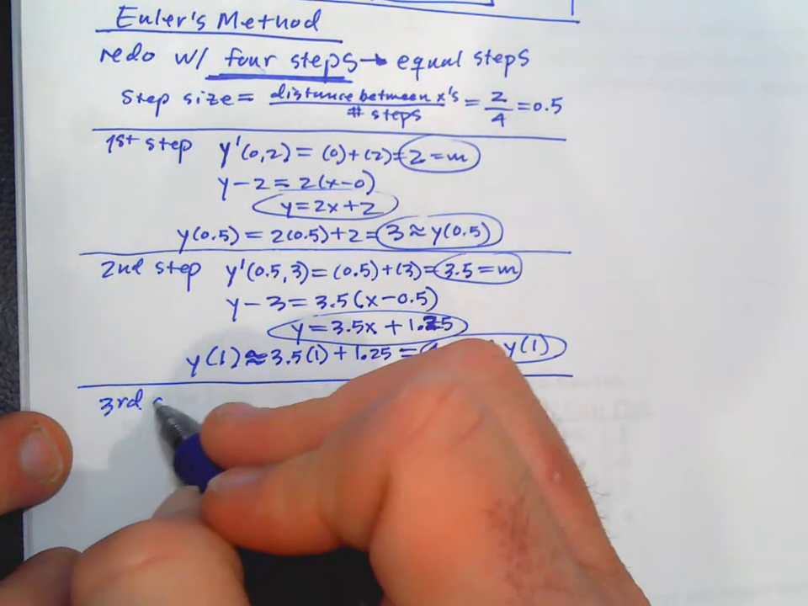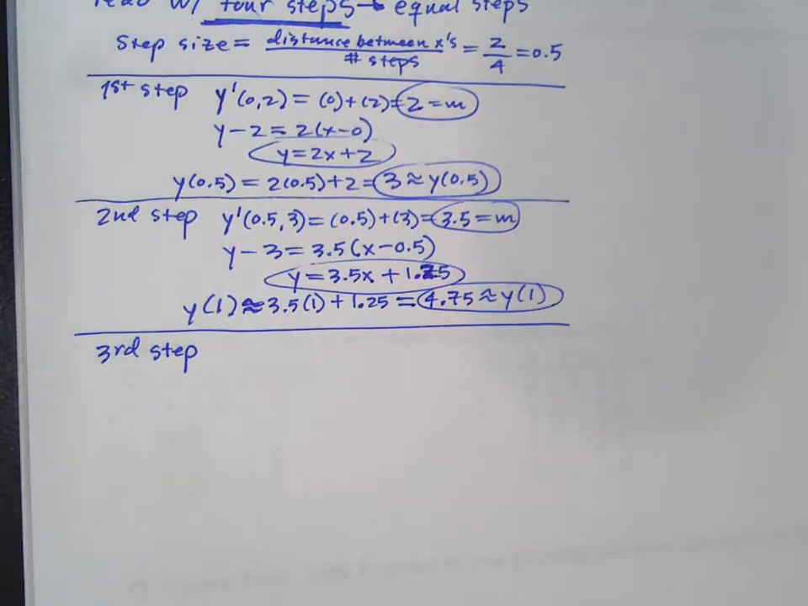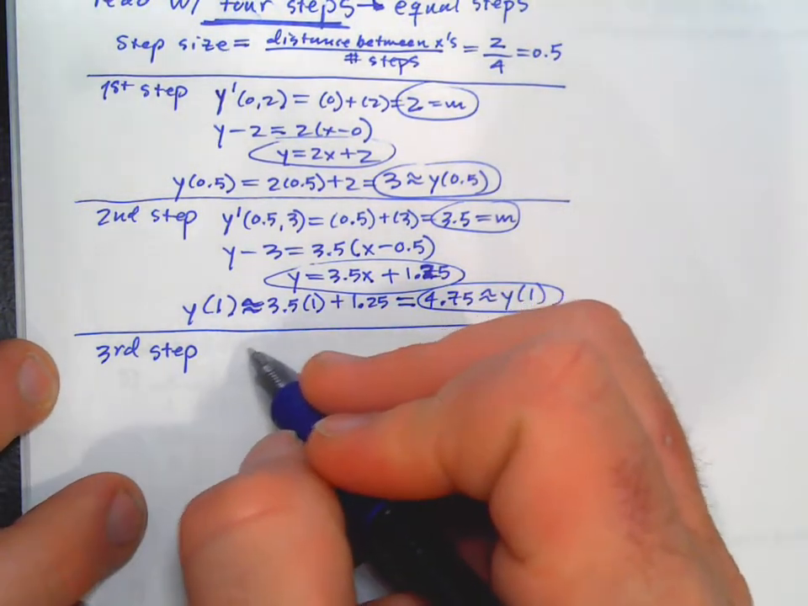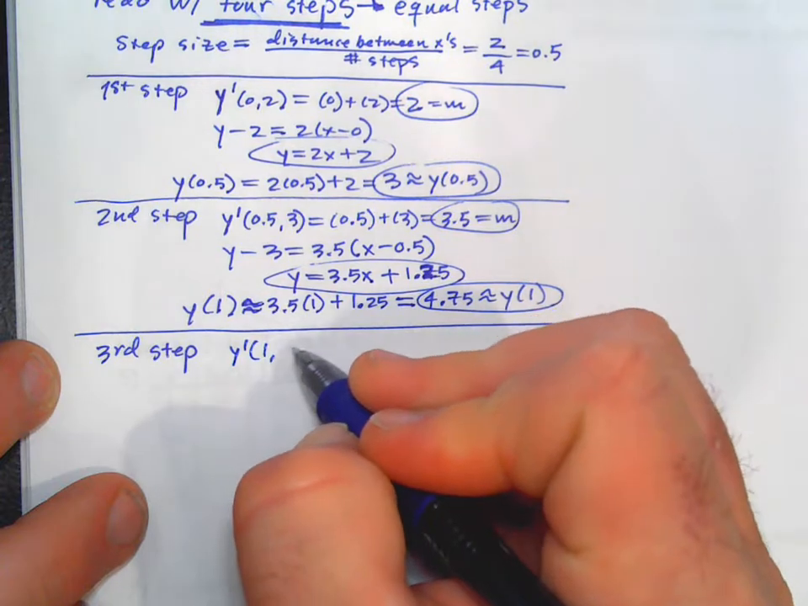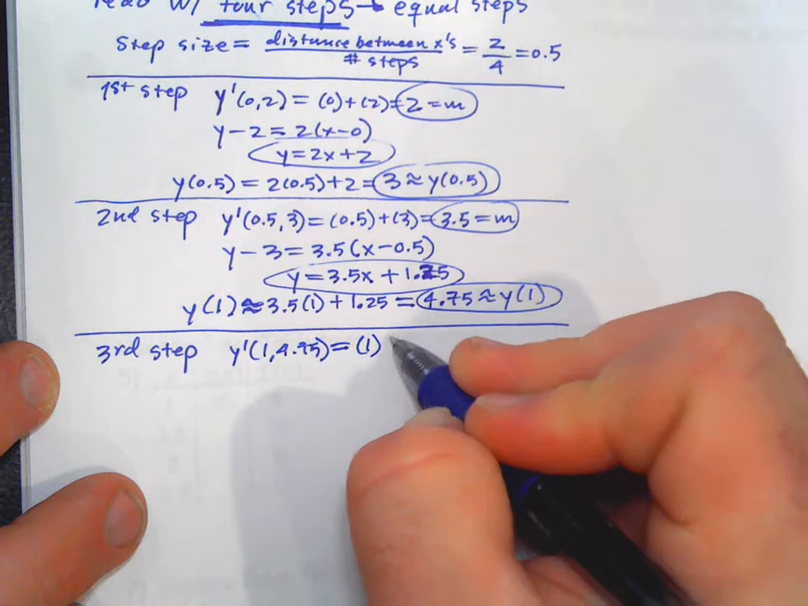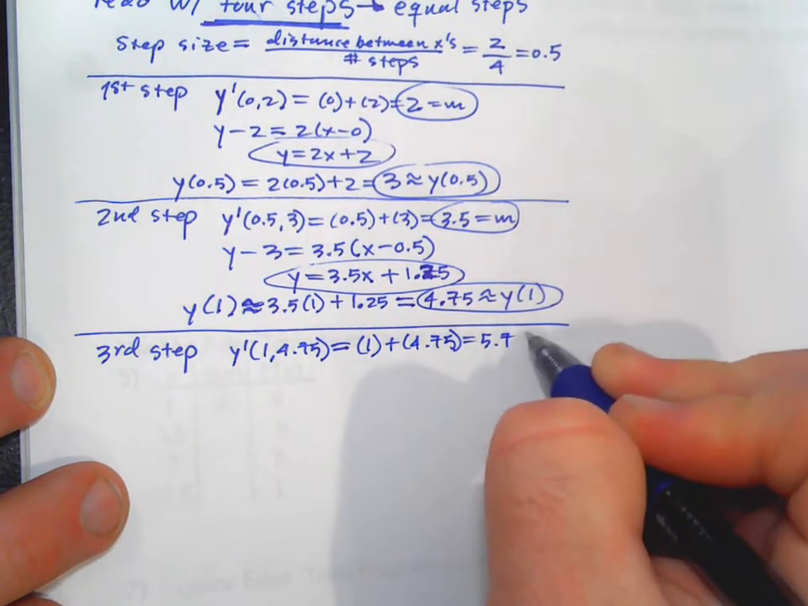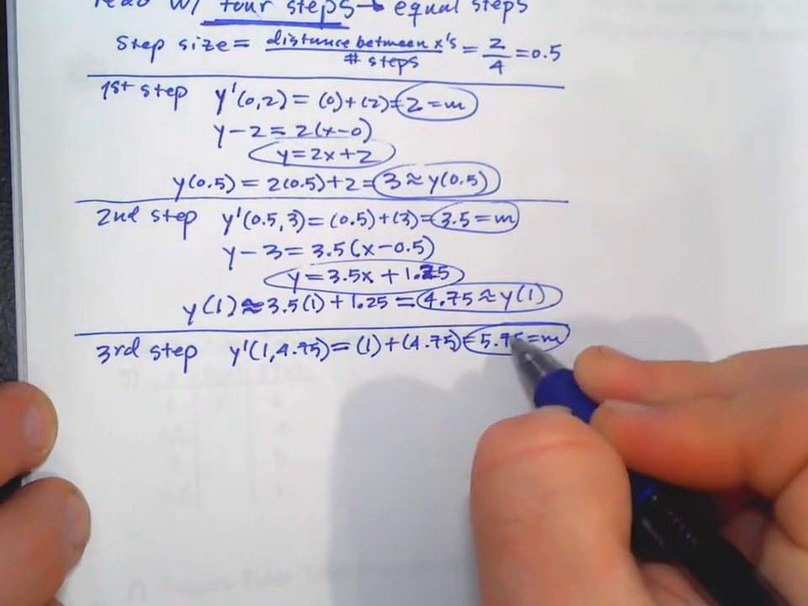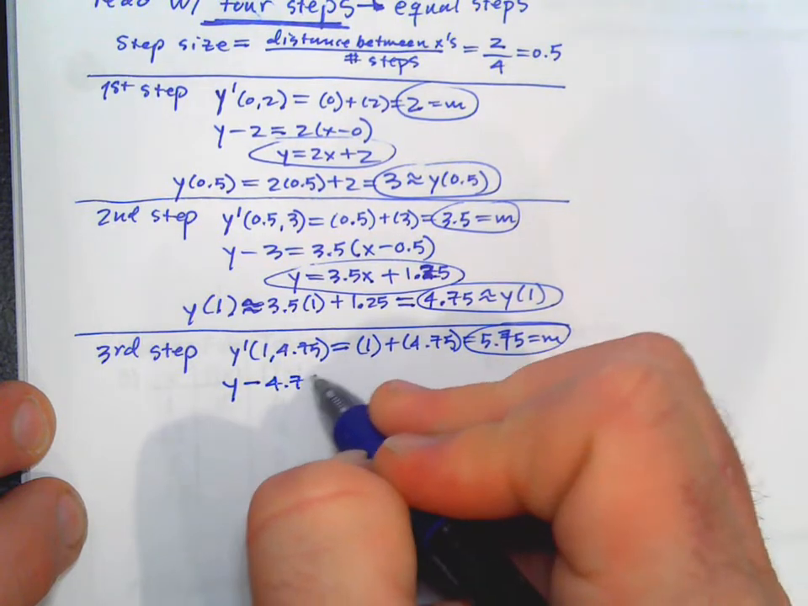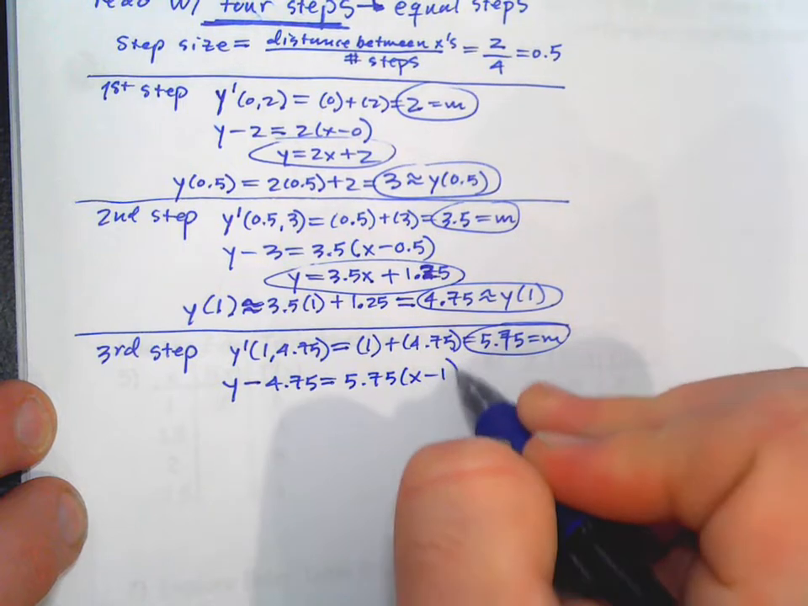To me, I don't feel like this is a confusing process. It's tedious. We're just doing a bunch of tangent lines. I'm using the next tangent line from the last one. So we need to do y prime at 1 comma 4.75. Plug it in the same differential equation that we've been using to get 5.75, which is our slope. And then we're going to write a tangent line, y minus 4.75 equals 5.75 times x minus 1.